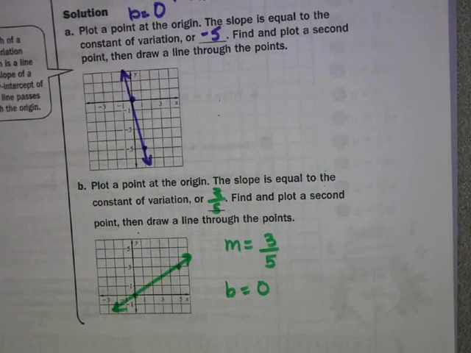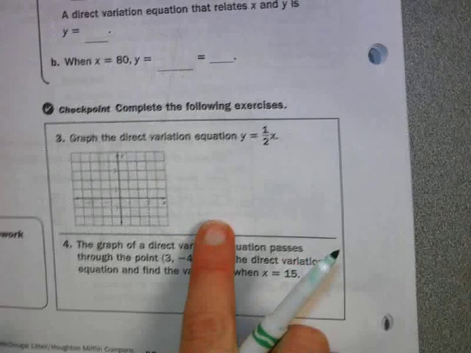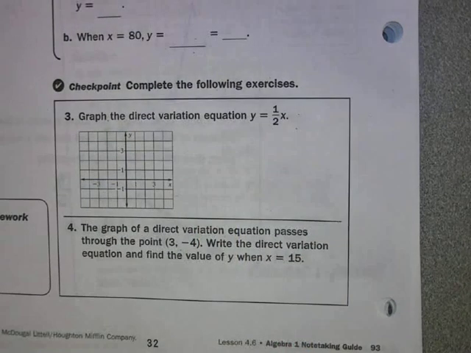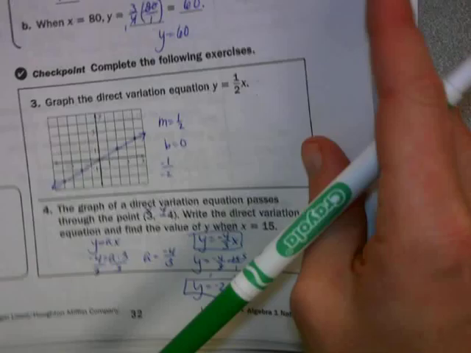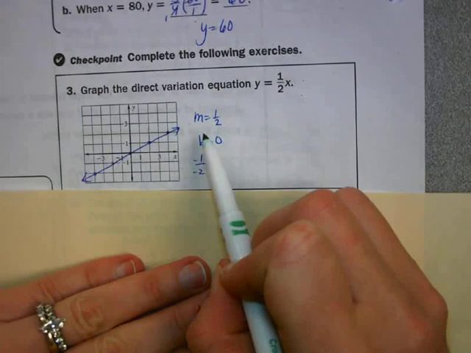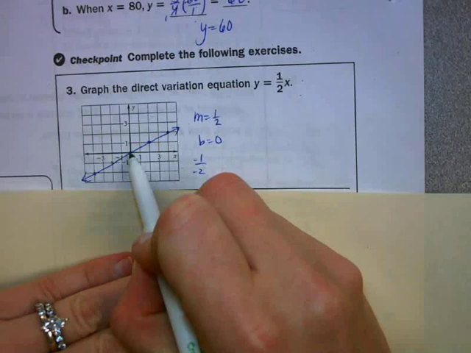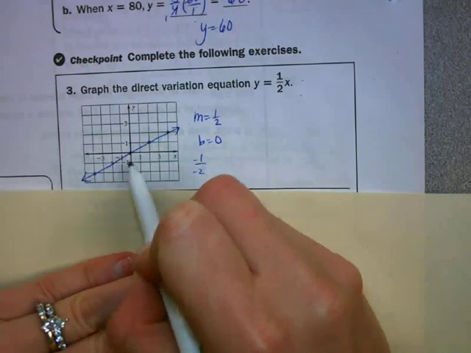Okay, so we're going to go to the next page, and I want you to practice number 3 right here. Go ahead and pause, and then take a look at my answer when you're ready to make sure that you graphed it correctly. Okay, here's the answer to this one. We have our m is 1/2. Our b is 0. It went through the origin, up 1 over 2, up 1 over 2, and so on.